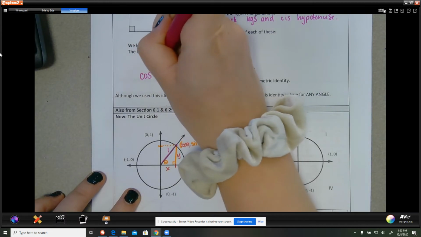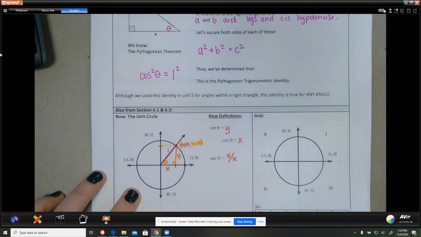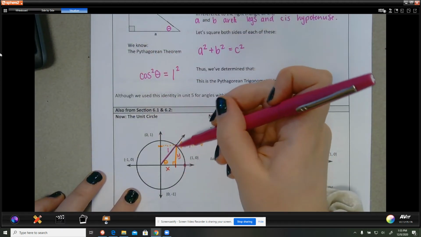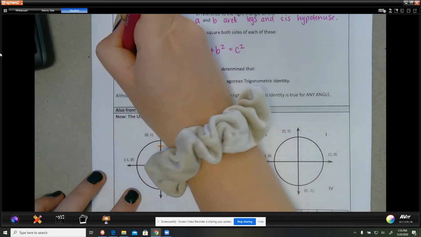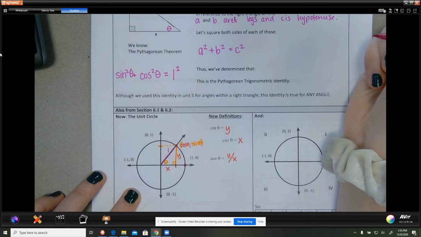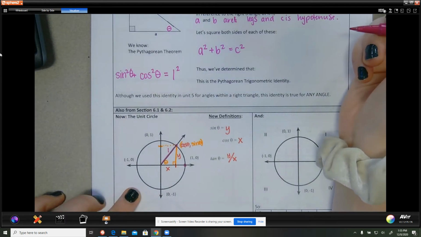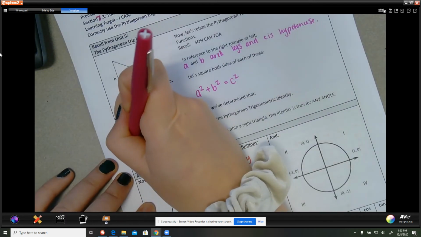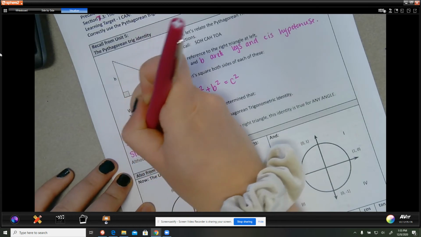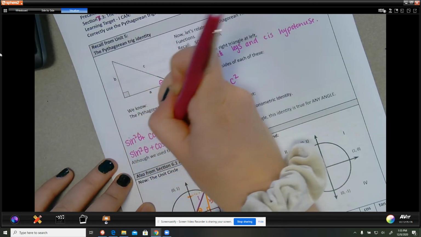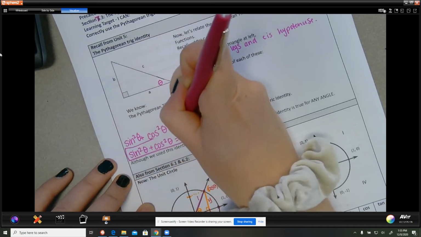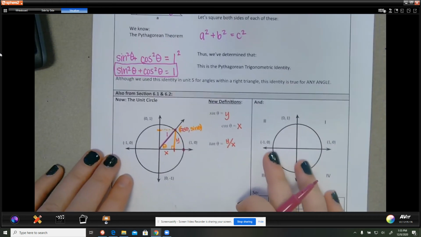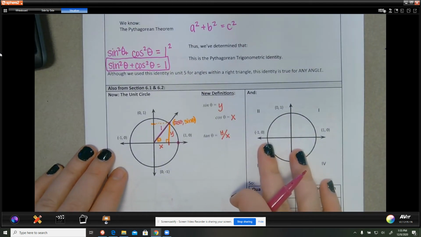So I'm going to say this is cosine squared theta, which is just saying square the cosine of theta. And then I can have the y value, the height of this, so that's sine squared theta. This is what the Pythagorean identity says: sine squared theta plus cosine squared theta equals 1. This is the Pythagorean identity that we are going to be using throughout this unit.